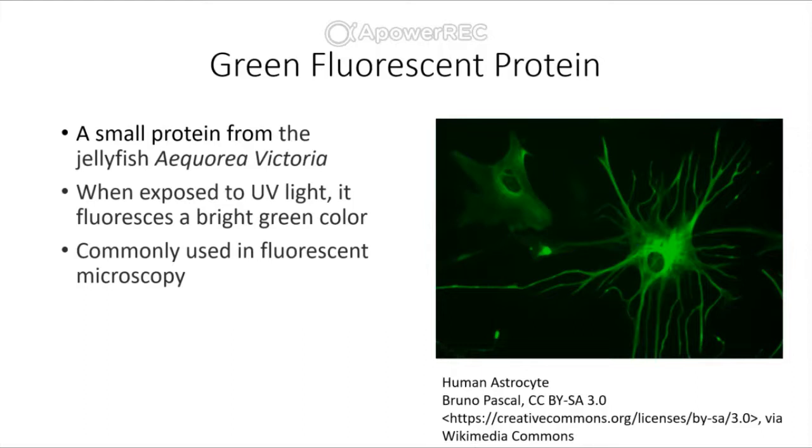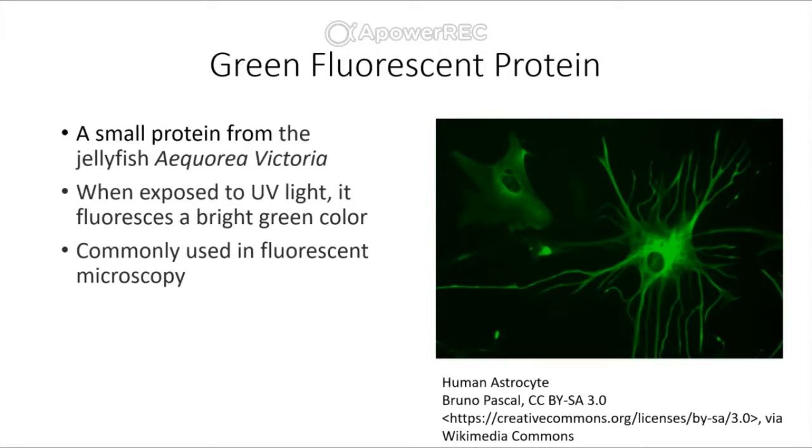What's interesting about this protein is when you expose it to UV light, it fluoresces a bright green color. And so it's commonly used in fluorescent microscopy. This gene can be introduced into a cell. Here we have a human astrocyte, which is a cell that exists in human brains. And when it expresses this GFP, it lights up the structures of this cell. And as you can see, all of the interesting patterns and networks that exist in the cell that you might not have been able to see under a typical light microscopy image.